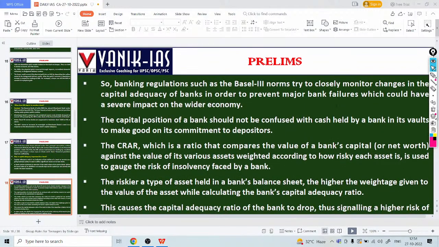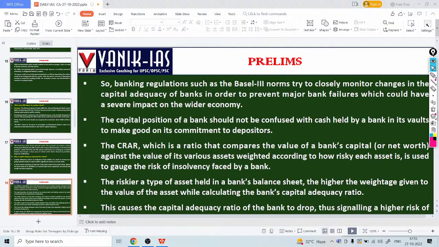sector bank. Banking regulations such as the Basel III norms try to closely monitor changes in the capital adequacy of banks in order to prevent major bank failures which could have a severe impact on the wider economy. The capital position of a bank should not be confused with cash held by a bank in its vault to make good on its commitment to depositors, but by the cash given as loan by the bank.